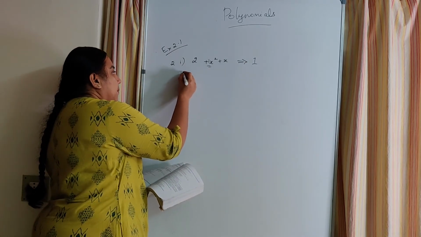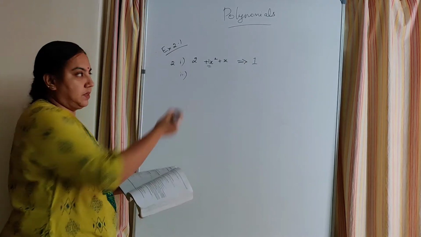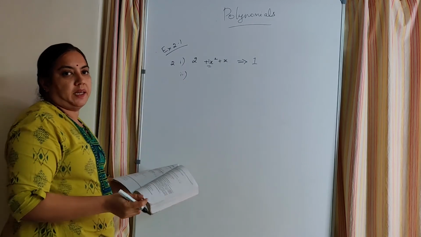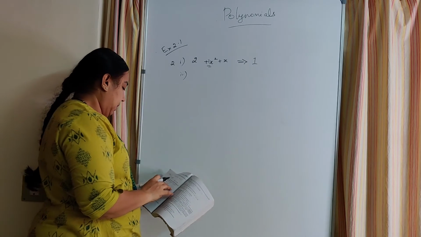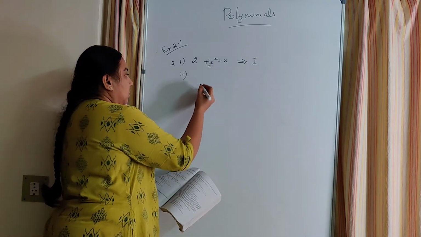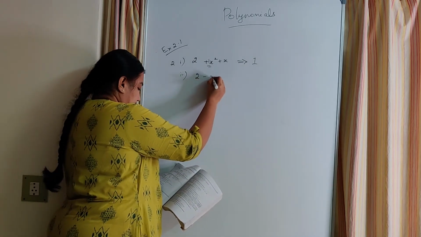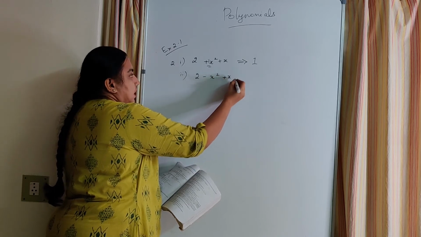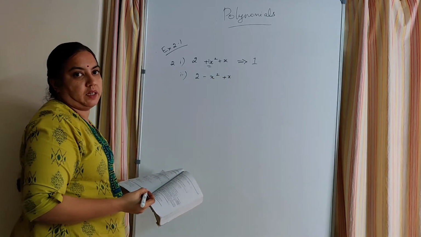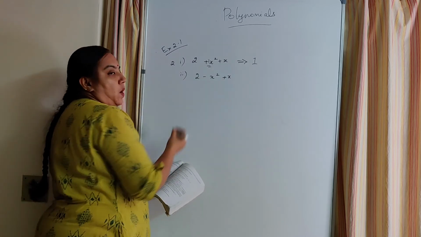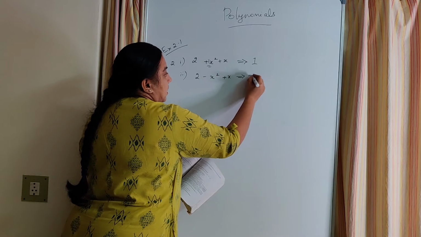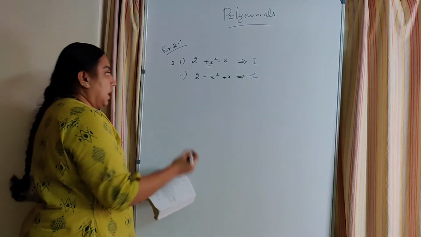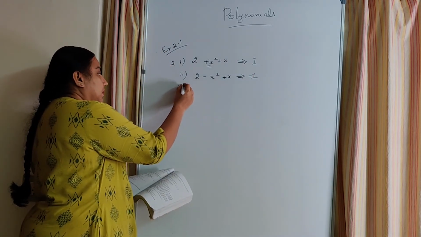In this second sum, you have to write it in a full form. I am just writing 1, but you will be writing the coefficient of x square is 1. In the next sum, 2 minus x square plus x. What is the coefficient of x square term? You might assume it as 1, but here there is a negative sign. It means the coefficient is minus 1.